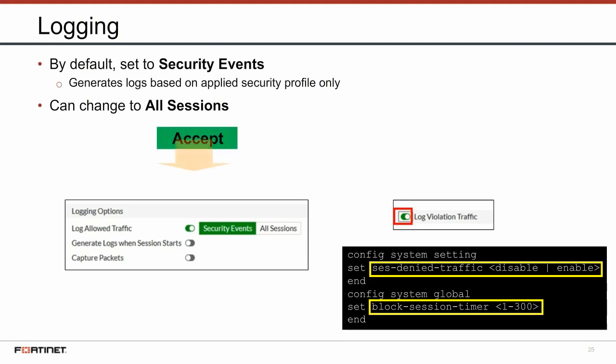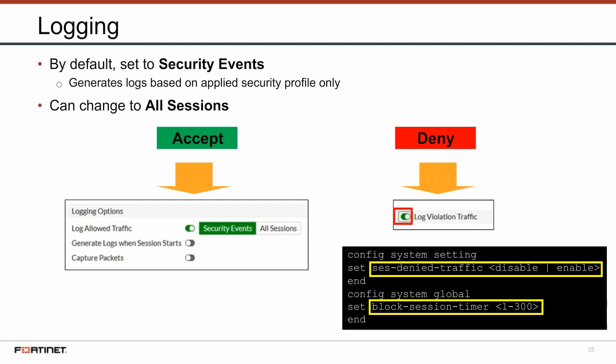If you have enabled logging in the policy, FortiGate will generate traffic logs after a firewall policy closes an IP session. By default, log allowed traffic is set to security events and generates logs for only the applied security profiles in the firewall policy. However, you can change the setting to all sessions, which generates logs for all sessions. If you enable generate logs when session starts, FortiGate creates a traffic log when the session begins. FortiGate also generates a second log for the same session when it is closed. But remember that increasing logging decreases performance, so use it only when necessary.